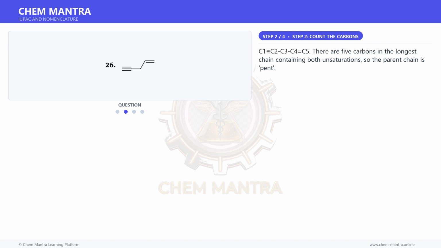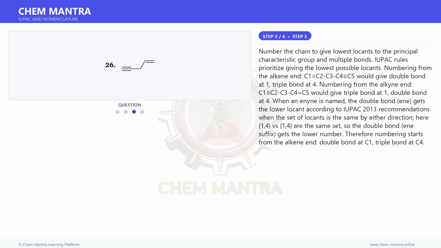Moving on to the next step. C1, C2, C3, C4=C5. There are 5 carbons in the longest chain containing both unsaturations, so the parent chain is pent. Moving on to the next step.